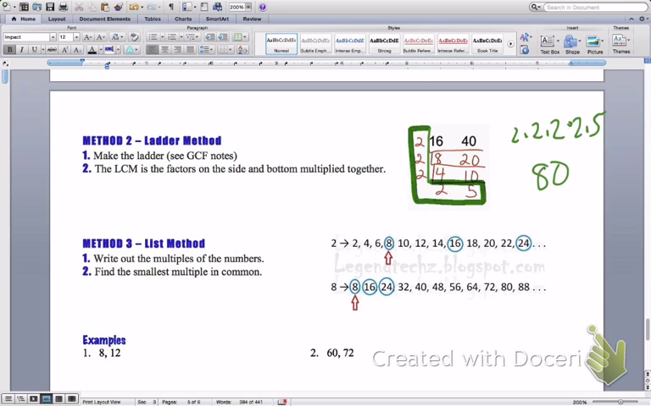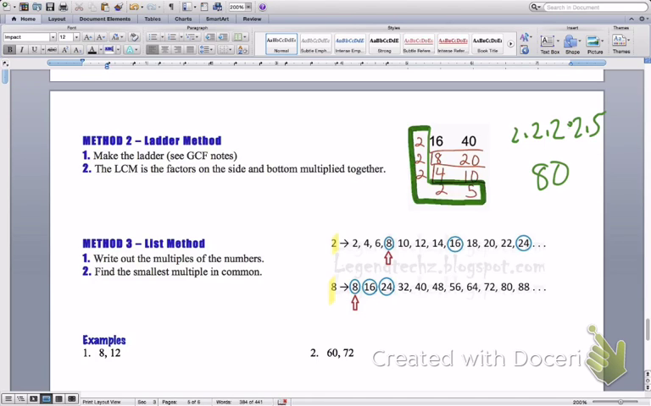All right, let's look at the last method. The last method is the list method. It's actually kind of a nice method, but it only is nice if the LCM is a small number. You might end up having to make a very large list. So it's called the list method because you just write out the multiples of the number. So what I mean by that, if I'm doing 2 and 8 as my LCM, I would just write out all the numbers that are multiples of 2: 2, 4, 6, 8, 10, 12, 14, and so on. For 8: 8, 16, 24, and so on.